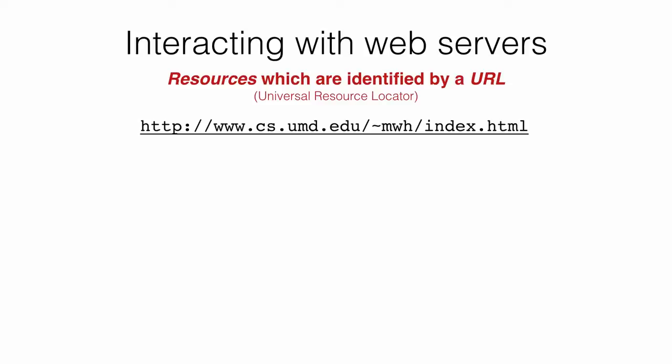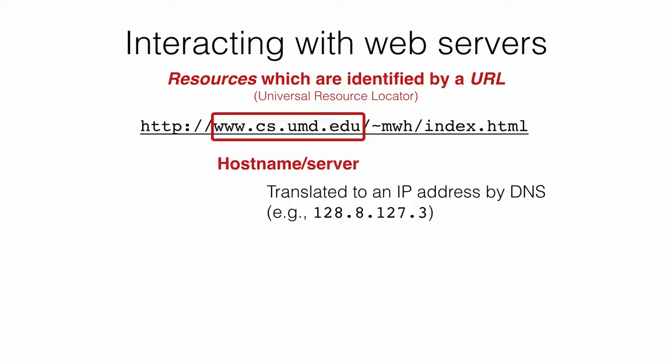When the browser interacts with a web server, it does it via what's called a Universal Resource Locator, or URL. And we see one here. This is the URL for my homepage at the University of Maryland. So the first part of the URL is the protocol, here HTTP, which we'll talk about in a minute. The second part is the address of the host that is serving the content, where on the internet the server is. And this is translated into an Internet Protocol, or IP, address by the Domain Name Service, or DNS.